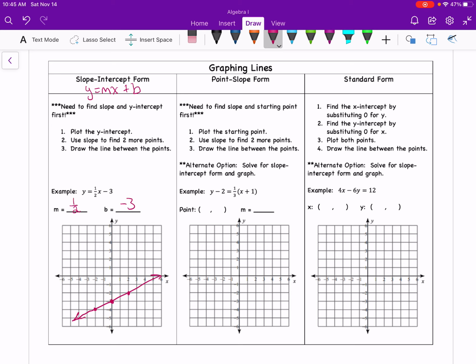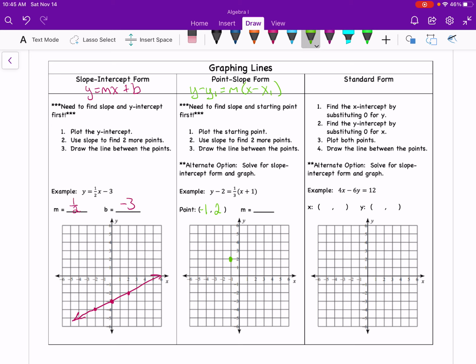Next up, we have point slope form. So remember, point slope form is y minus y1 equals m times x minus x1. It comes from having a point and a slope. So the first thing we need to do is plot the starting point. Looking at this equation, y minus 2 equals 1/3 times x plus 1, I know that the point in there is -1, 2, coming from that x1, y1. So I'm going to plot that point first.